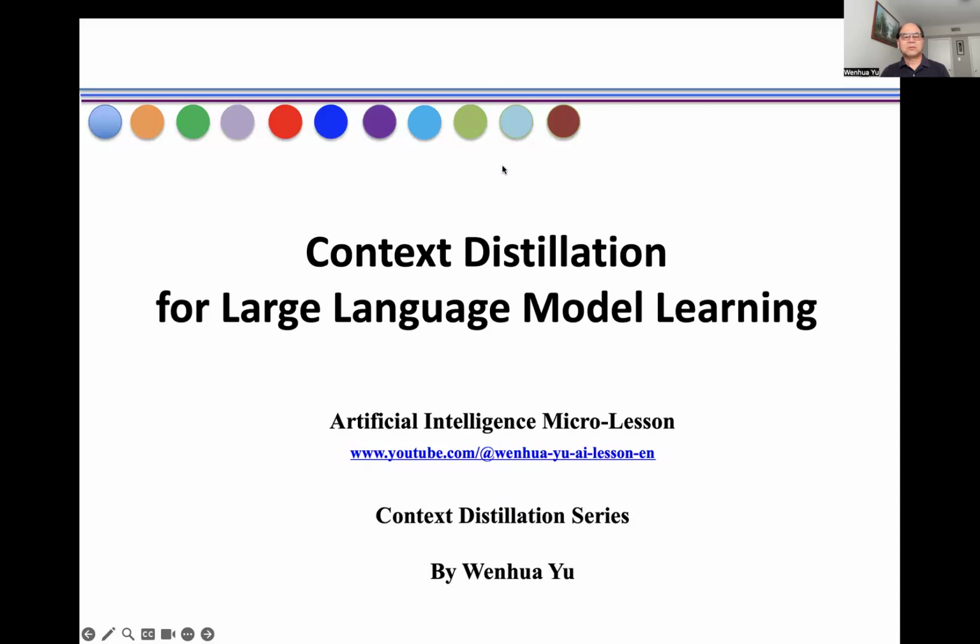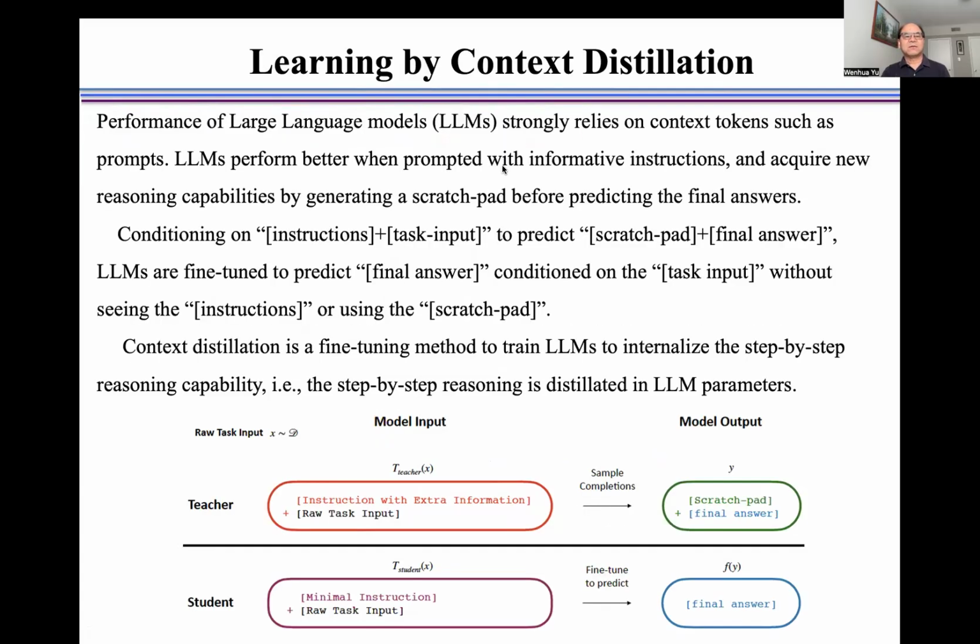In this video, I introduce context distillation for large language model learning. Performance of large language models strongly relies on context tokens such as prompts. Large language models perform better when prompted with informative instructions and acquire new reasoning capabilities by generating a scratch pad before predicting final answers, contingent on instructions plus text input to predict the scratchpad plus the final answer.